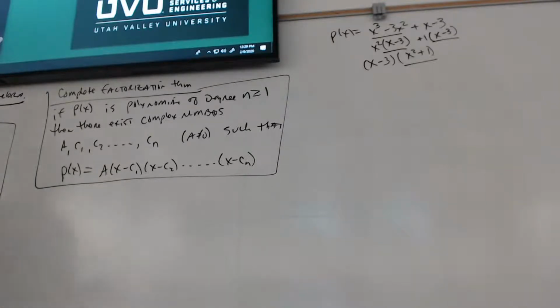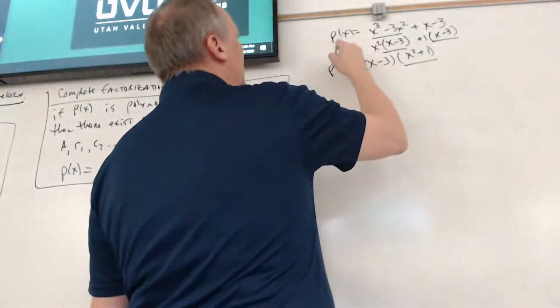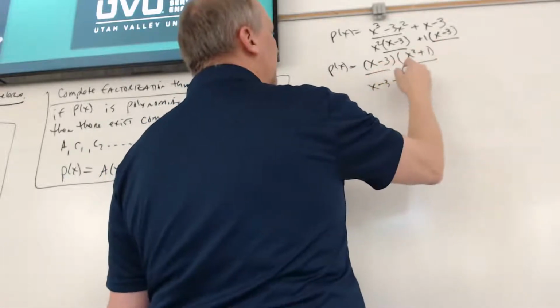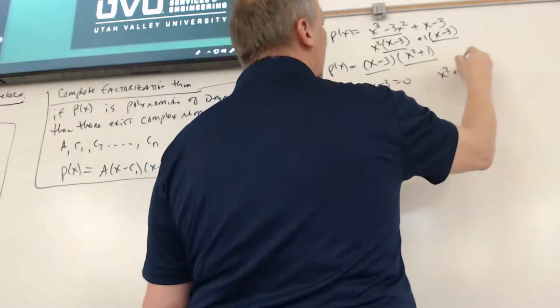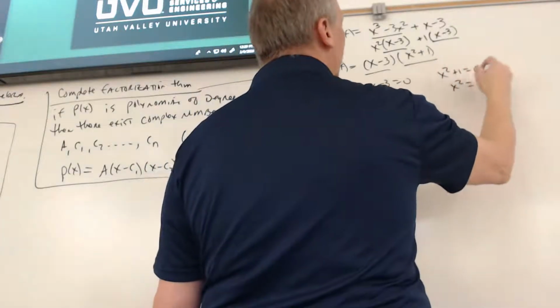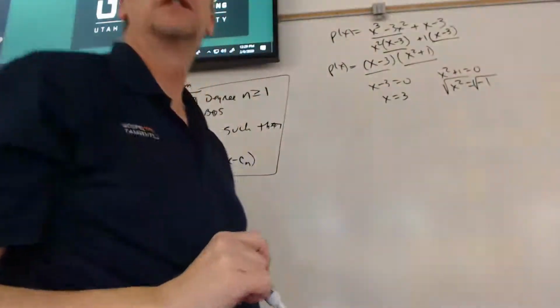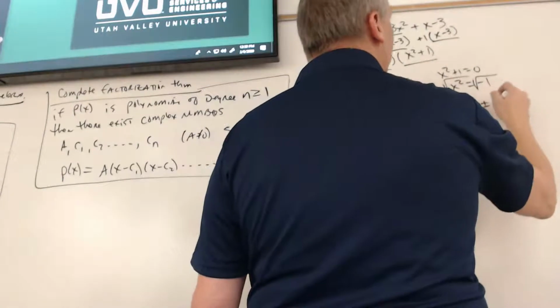x plus 1, x minus 1? Nope, that wouldn't work. We have to use some really complex numbers. Now, if we were to set each of these to 0, x minus 3 would equal 0, and so x would equal 3, right? And x squared plus 1 would equal 0, so x squared would equal negative 1. And if I take the square root of both sides, I would get the square root of negative 1, or i. x would equal plus or minus i, right?